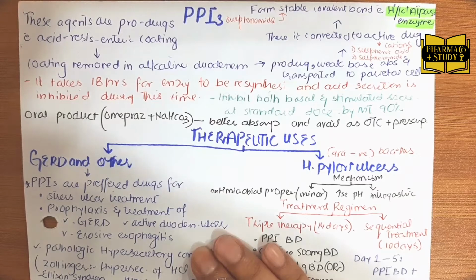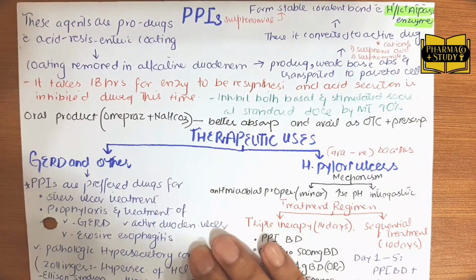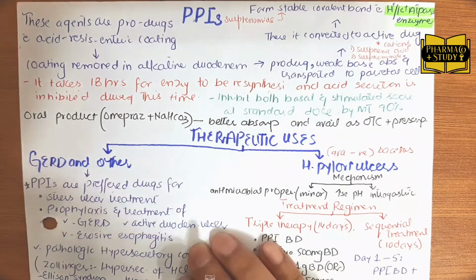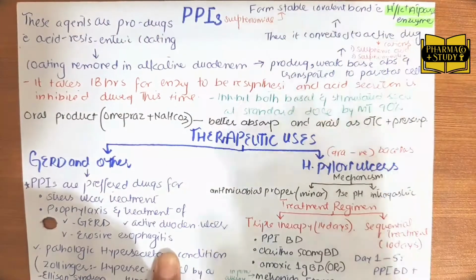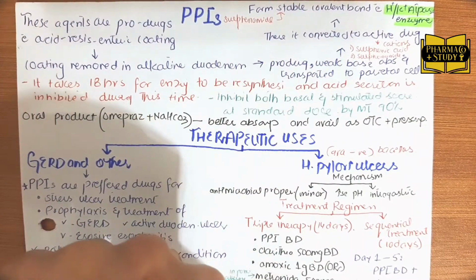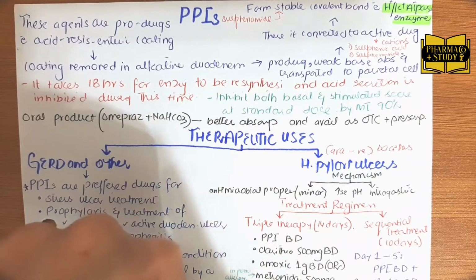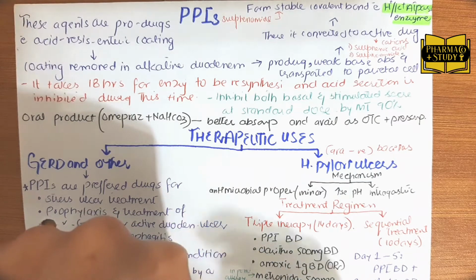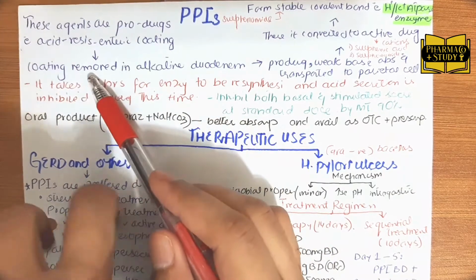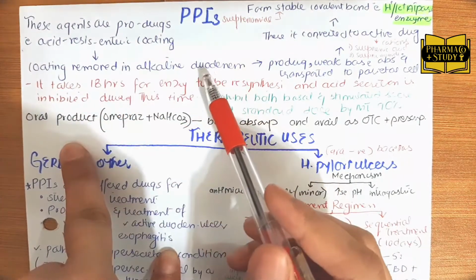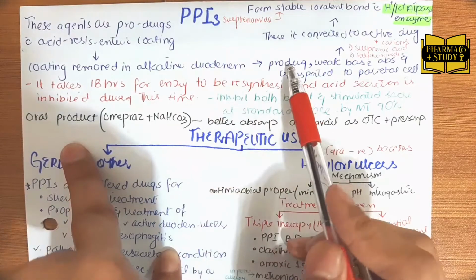Now why is it developed with an acid resistant coating? Because it gets damaged by the acid of the stomach. So it is an acid labile substance. These acid labile proton pump inhibitors include omeprazole, rabeprazole, and pantoprazole. These are all acid labile substances, so they get damaged by the acids of the stomach. So they are formulated as a prodrug with an acid resistant enteric coating. This enteric coating is removed in the alkaline duodenum and it gets absorbed there.